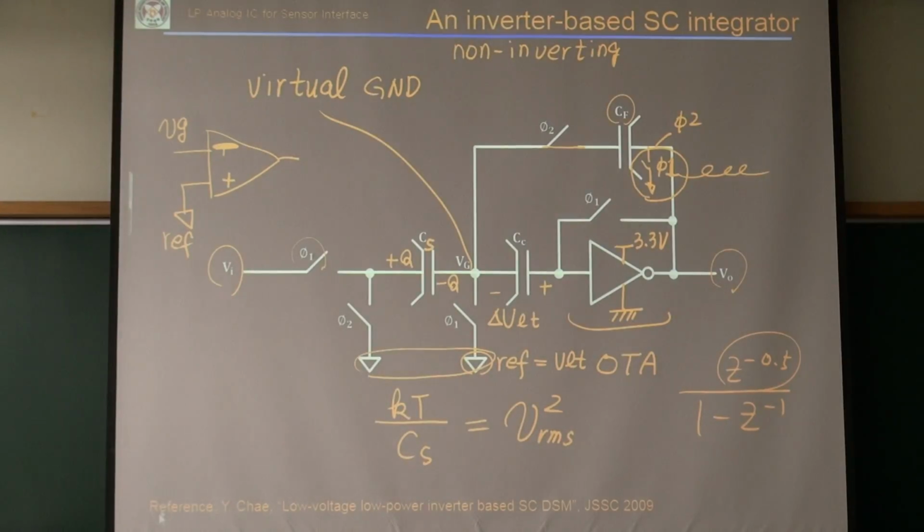If I want to make an inverting integrator, you will need an inverting integrator, right? In your homework, this should be phi 2 and phi 1. Yeah, so then it will be an inverting integrator. Okay? Okay, let's just simulate this part.